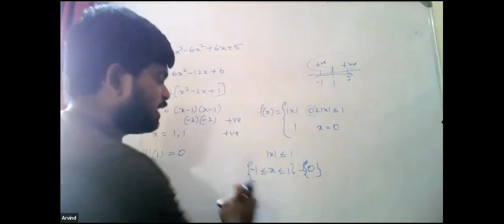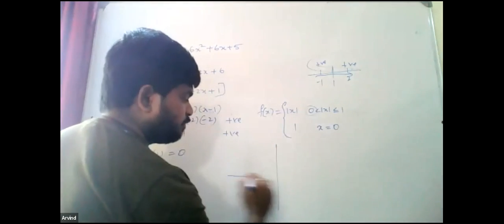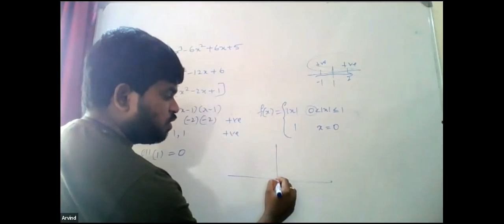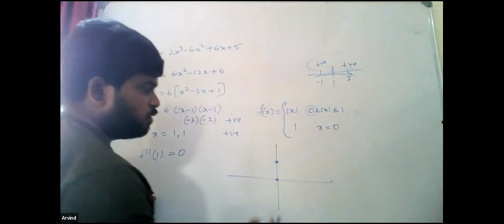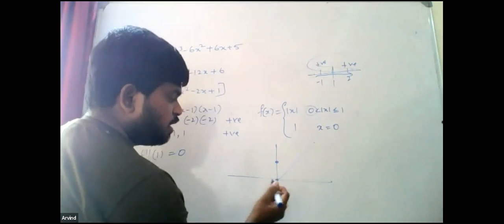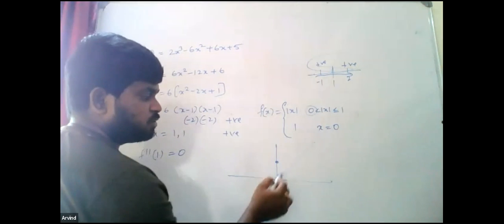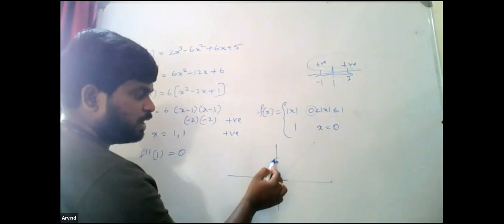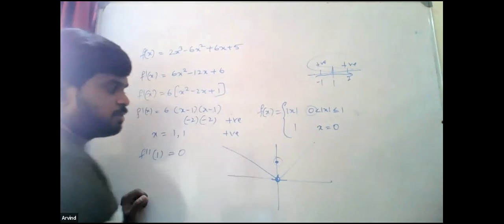Okay, so this I can redefine, or I can plot the graph. When x is 0, you will get the value as 1. All other values, you will get the graph like this. Here at this point it is open, this point it is open. But at x equal to 0 you have the value 1, so 1 comes here. Okay, and you will get the graph like this.